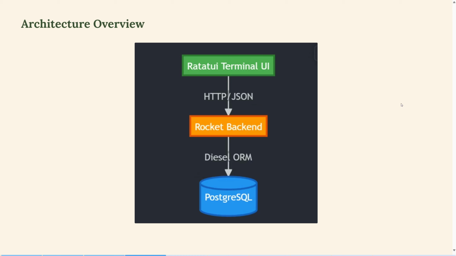Let's look at the architecture. We follow a clean three-tier design. The front end is a terminal user interface built with Ratatui and Crossterm, providing a responsive, keyboard-driven experience. The backend is a Rocket web server, handling all business logic and exposing RESTful API endpoints. Finally, we've got Postgres for reliable data persistence, managed through Diesel ORM, which gives us compile-time query validation. That means SQL errors are caught before we even run the program.